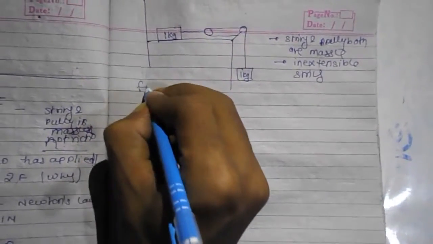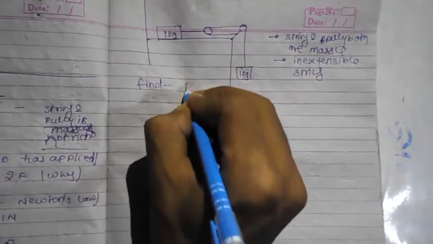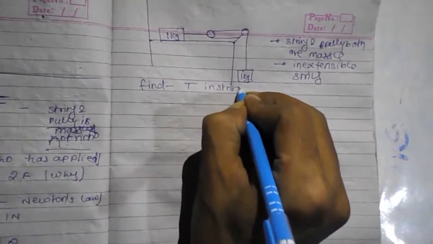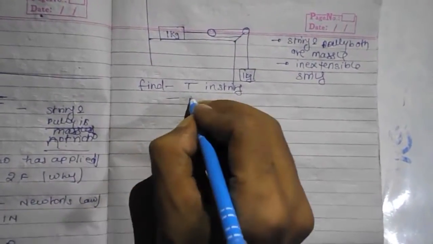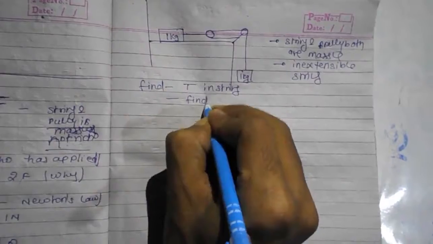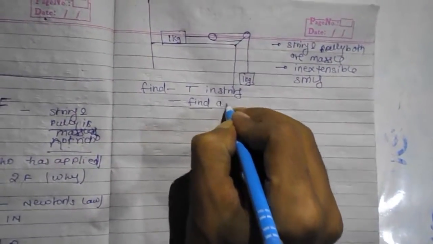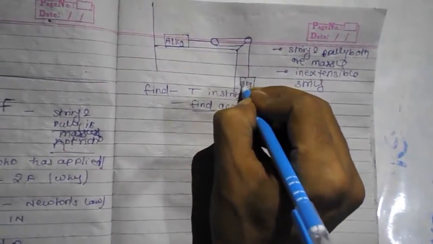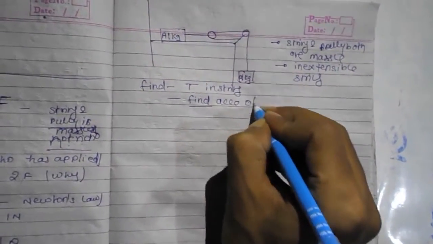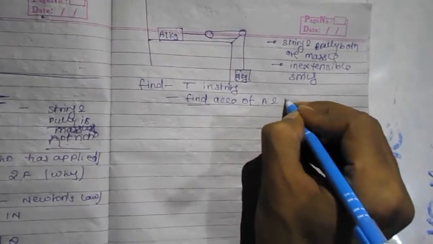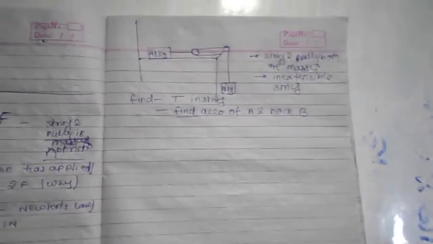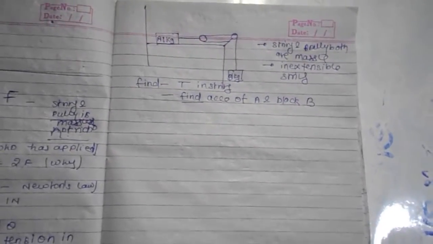First question: find the tension T in the string. Second: find the acceleration of block A and block B. So we have to answer these two questions.